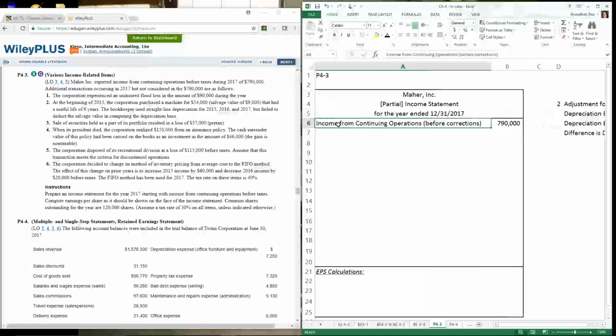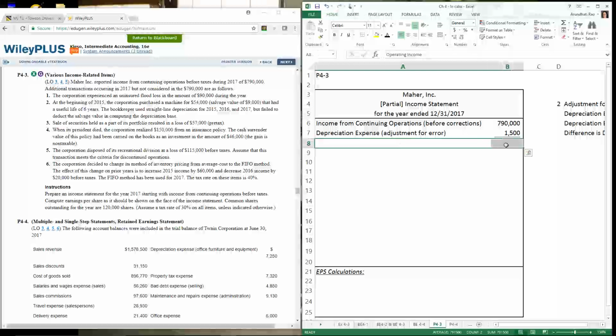Let's come back to the current year. Income from operations, because of this mistake of $1,500, is this number under or overstated? It's obviously understated because the expense was overstated. So let's make our correction over here. We'll say depreciation expense, adjustment for error, $1,500. And this gives us the operating income of $791,500.